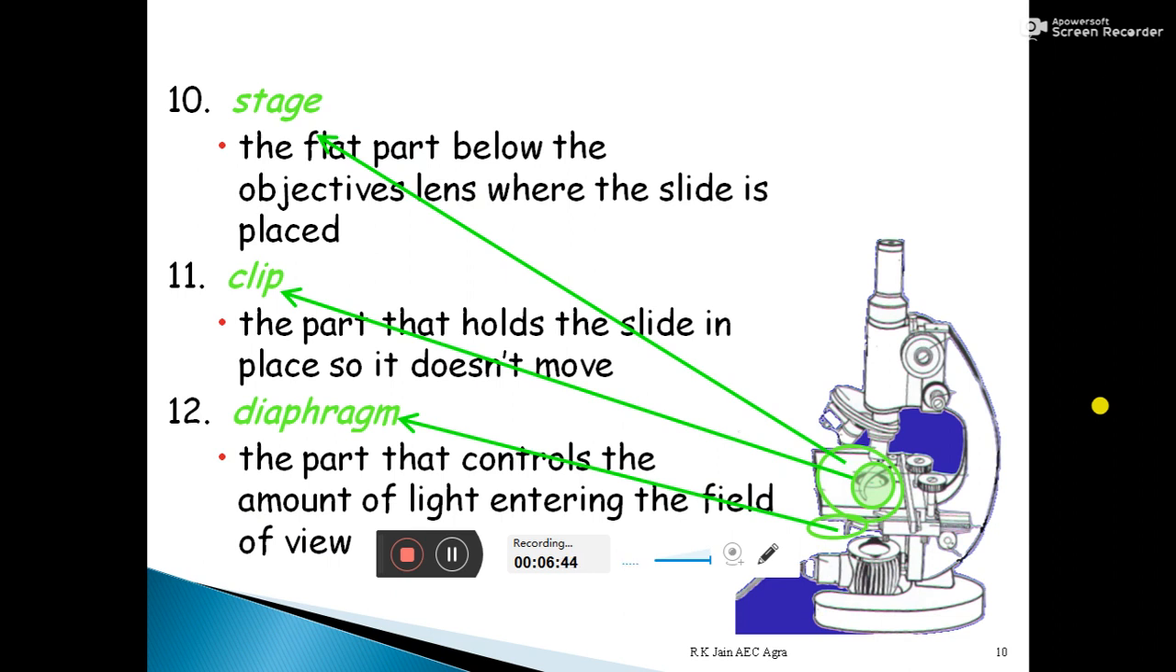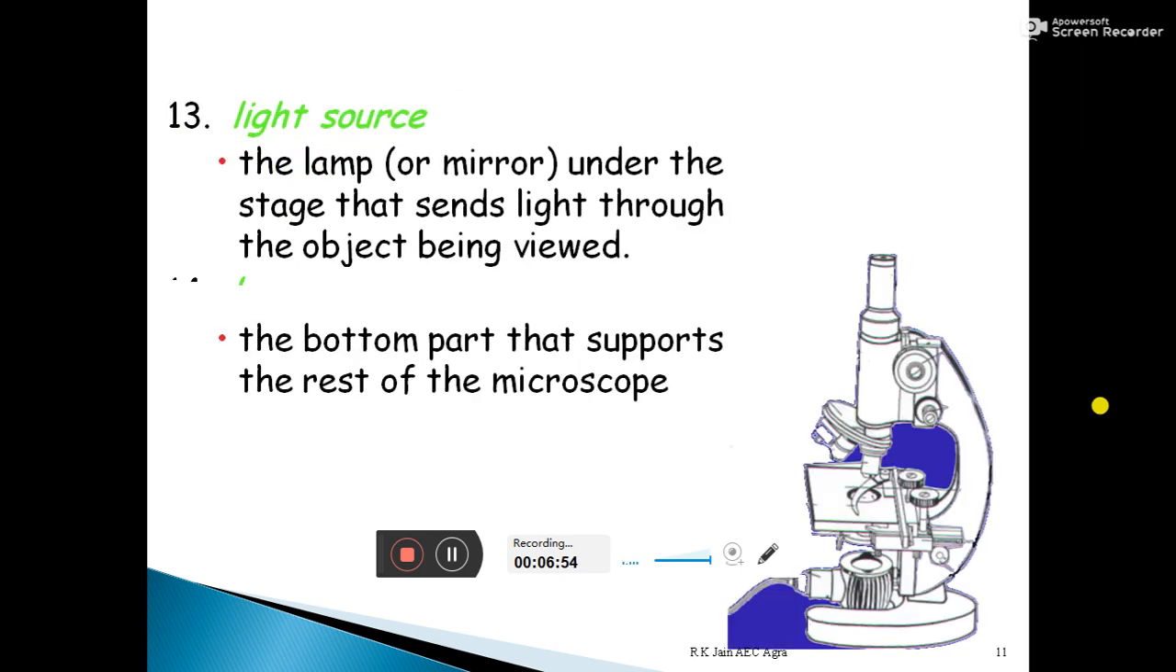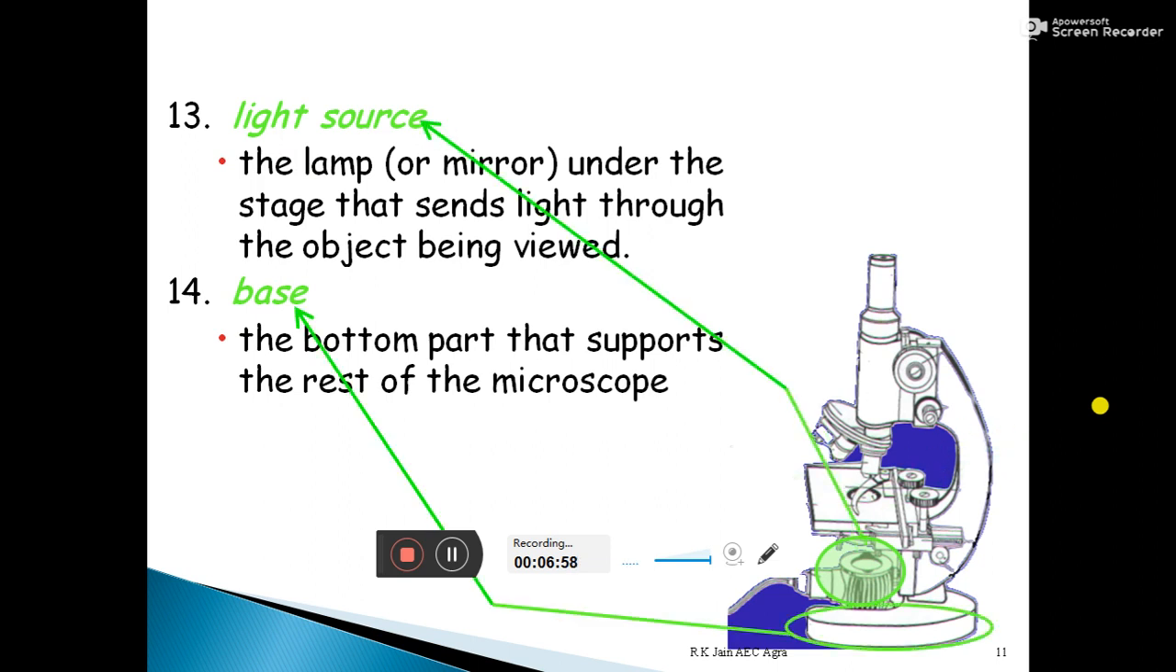Diaphragm is the part which controls the amount of light entering the field of view. In a bright field microscope we use a circular diaphragm, while in a dark field microscope we use a cone shaped diaphragm. The major portion of the illumination in a microscope is the light source. Light source may be a lamp or sun rays. The lamp under the stage that sends light through the object being viewed is the light source.